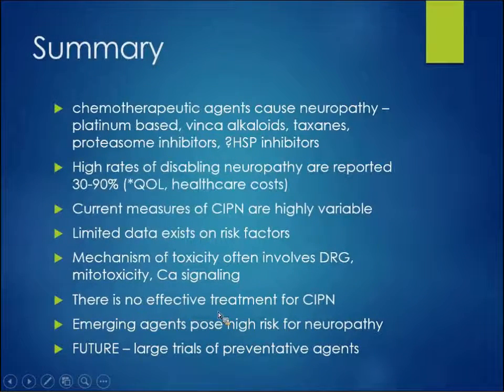But what I learned from reviewing all this is that the agents that we always think are associated with neuropathy, the chemotherapy agents, are still the same. The mechanisms are putative but pretty well understood. The vinca alkaloids, the taxanes, and the platinum base. But now there are some newer agents like the proteasome inhibitors, the bortezomib, and then this newer agent that inhibits heat shock protein. The disabling neuropathy reports are anywhere from 30% of individuals to 90% of individuals.